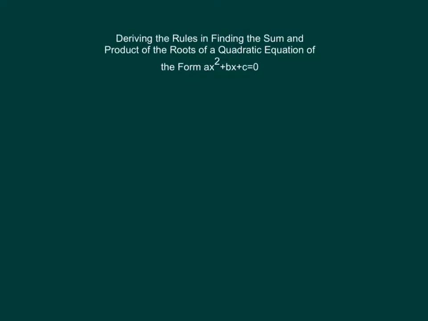Hi, you might have learned that to find the sum and the product of the roots of a quadratic equation of the form ax squared plus bx plus c is equal to 0, all we have to do is to use the following formulas. That is, for the sum, we just need to compute for the value of negative b over a, and for the product, it is simply c over a.